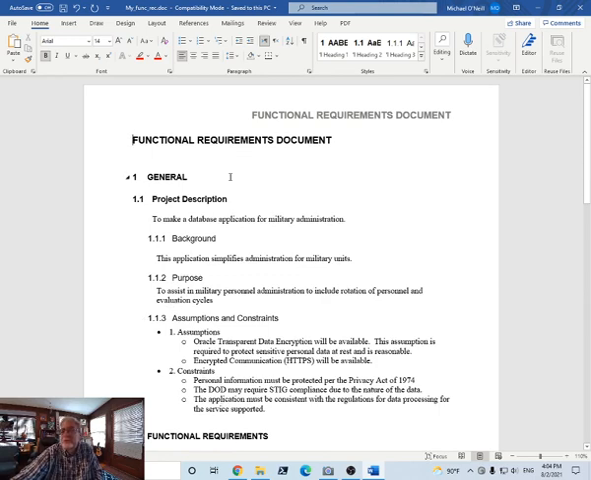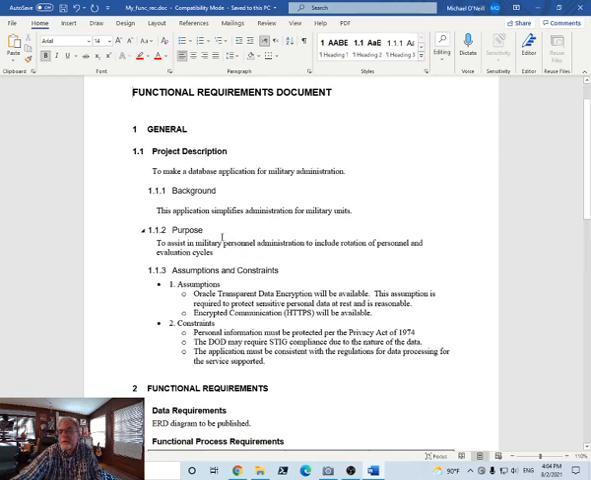Okay, project description, make a database application for military administration, one-liner. This application simplifies administration for military units. If I want to wax eloquent, I could say how many military units I was in. Everybody was doing things by paper because I started in 1979, but I decided to spare you that.